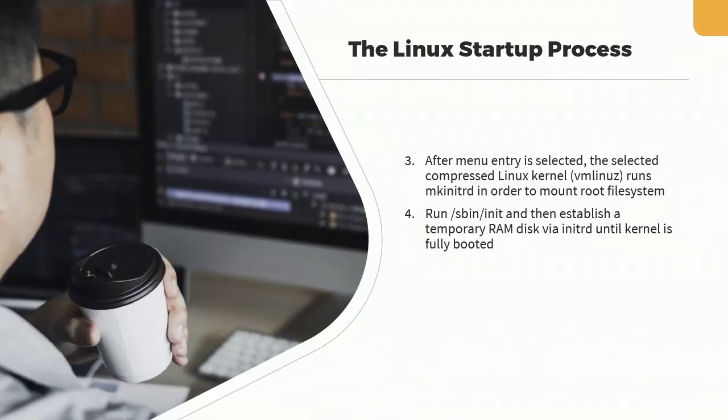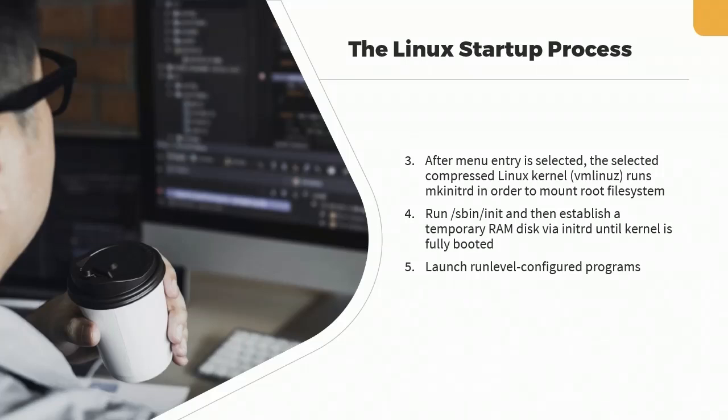It's one of the first processes launched by the Linux kernel. Now, this is used to establish a temporary RAM disk using something called initrd, init RAM disk, until the kernel is fully booted. After that, the kernel can determine what the startup run level should be on this host. You can determine what the default startup run level is, and then it will launch run level configured programs. Remember we talked about the start scripts in a run level directory? That's what happens in step number 5.